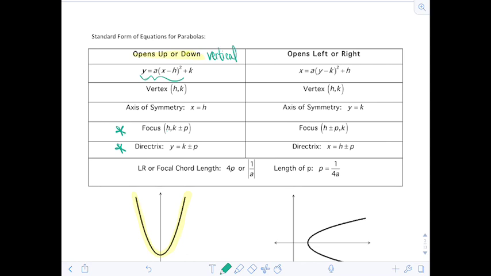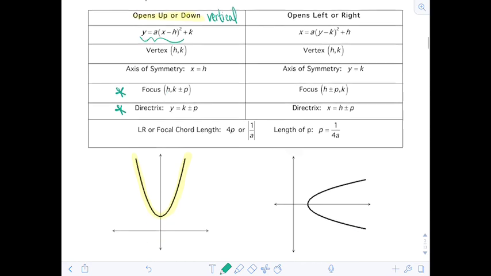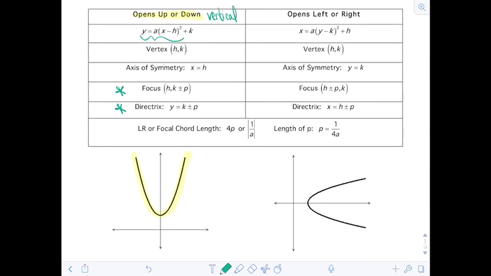Now, it's not both. It's going to be one or the other, and you really have to know the location of your vertex and how your parabola opens. So essentially, your y value will either add p or subtract p, and we'll talk about what the p value is in a minute. The directrix, in this case, is a line that goes through the y-axis, and the value of that line, wherever it goes through the y-axis, is k plus or minus p.